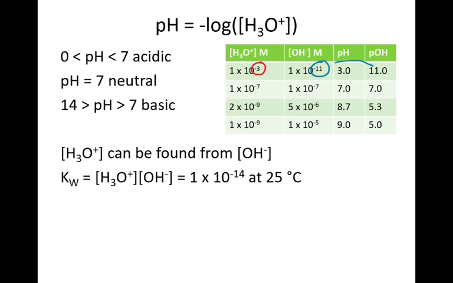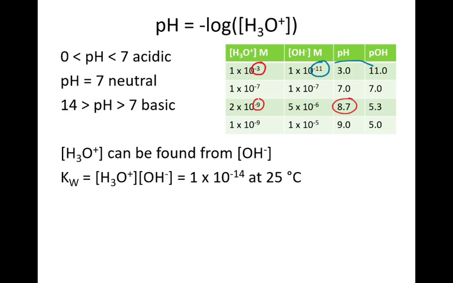Same deal in neutral water, where we have 1 times 10 to the minus 7 of each. That means that our pH is 7. So you're probably used to the idea of pH 7 being a neutral solution. Same deal if the numbers aren't 1. So if we have 2 times 10 to the minus 9, we can see that that will give us a pH that is close to 9, but a little bit less because we have a little bit more than 1 times 10 to the minus 9 molar H3O+.